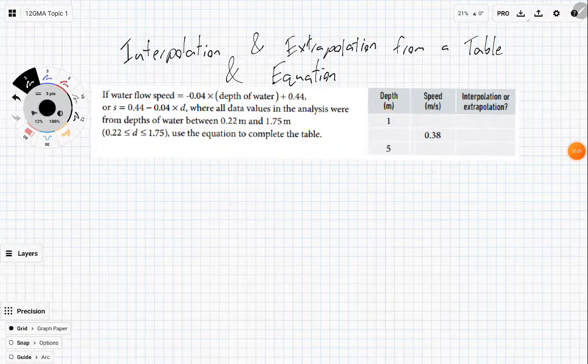We're going to be looking at interpolation and extrapolation, but this time instead of from a graph, we're going to be doing it from a table and equation. So you can see I've got the table here, which we're going to fill out, and we've got the equation that is over here.